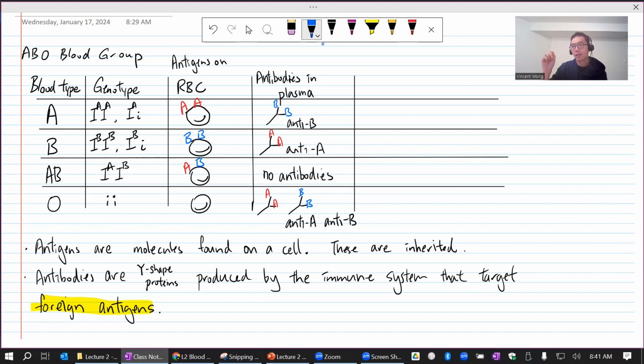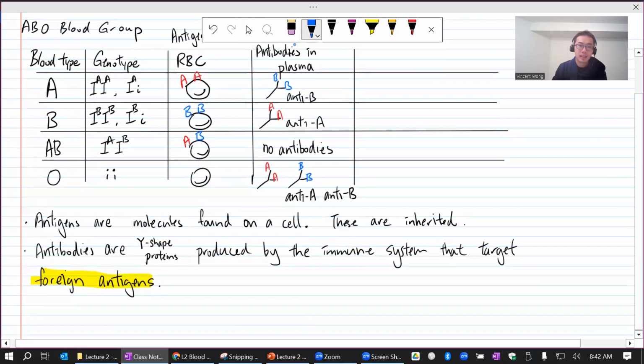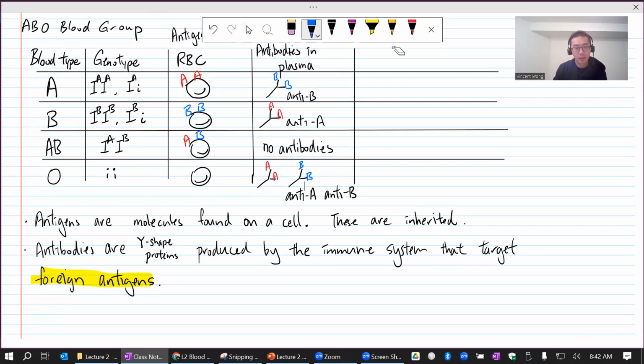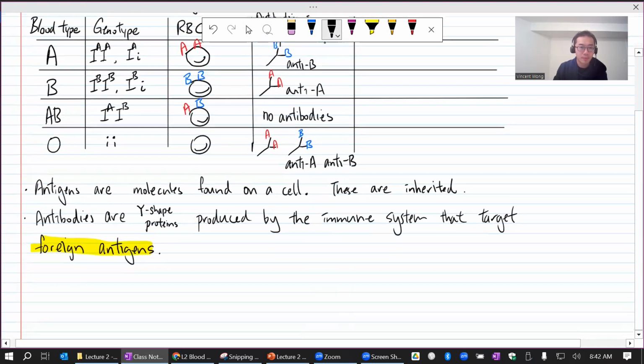Now, listen, there is no such thing as anti-O. Okay? What is type O blood? Type O blood is nothing, right? It's no A and no B. So you cannot make an antibody that targets nothing. All right? So that is that. We have one more column, which we're going to look at shortly. But first, let's write more notes.